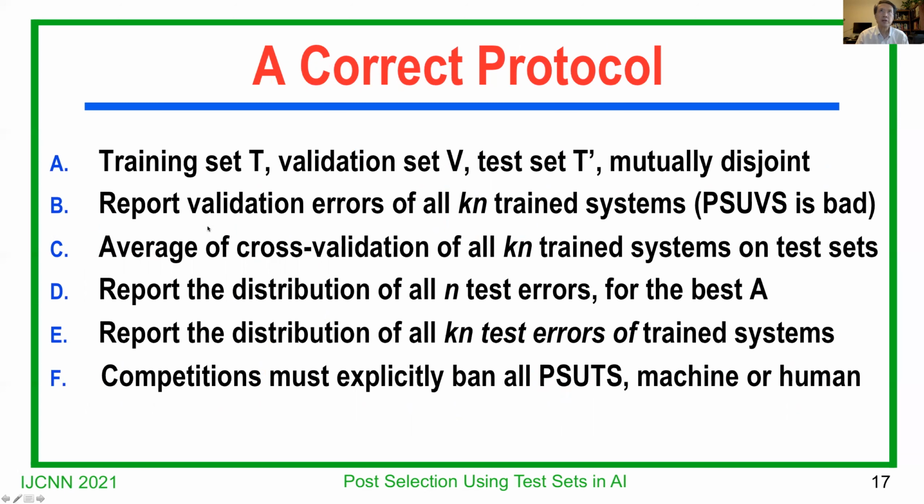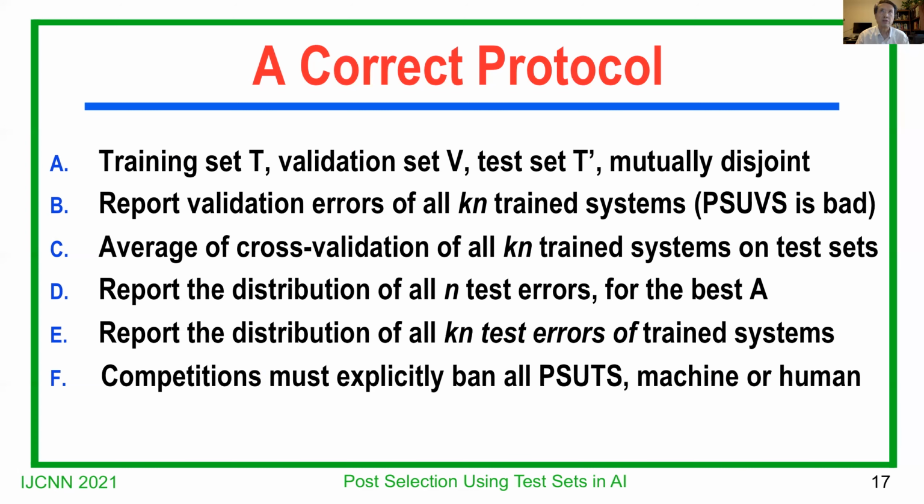Then report validation errors of all Kn trained networks. And the PSUTS is bad because you have many networks and the user did not know which one to use. You can only provide one network.